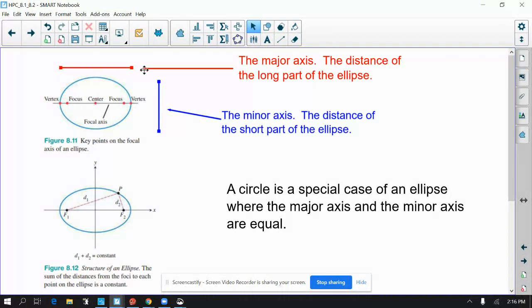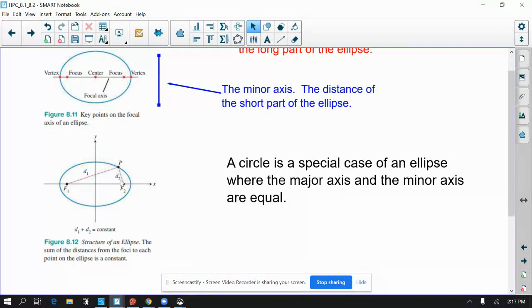But the major and minor axis. An ellipse has a long side and a short side, right? The long side is the major axis. So, if the major axis is going left and right, then the ellipse is a horizontal ellipse. But if the major axis is going up and down, then it's a vertical ellipse. The smaller distance is called the minor axis.